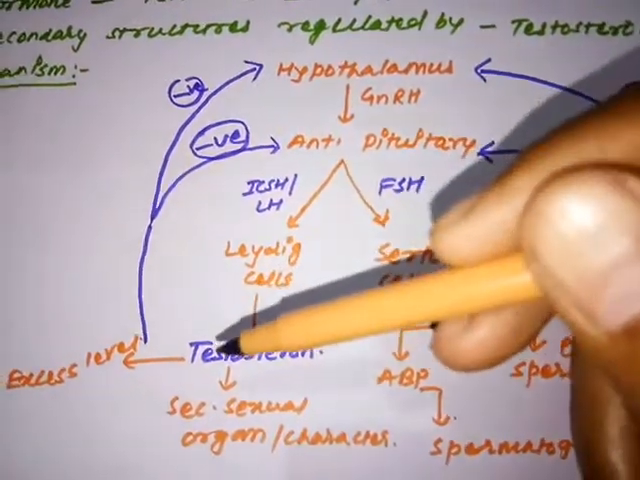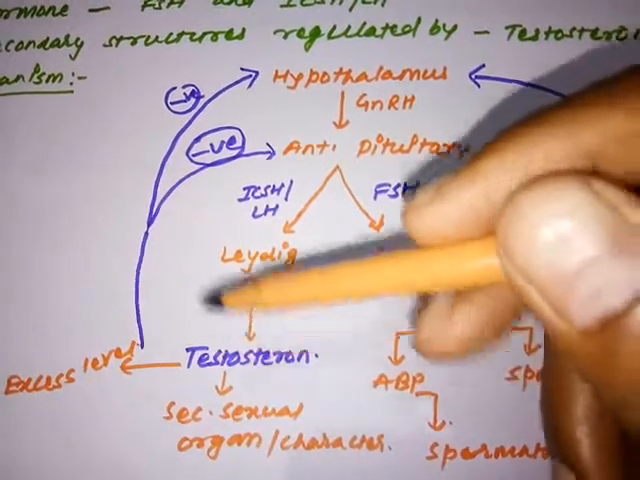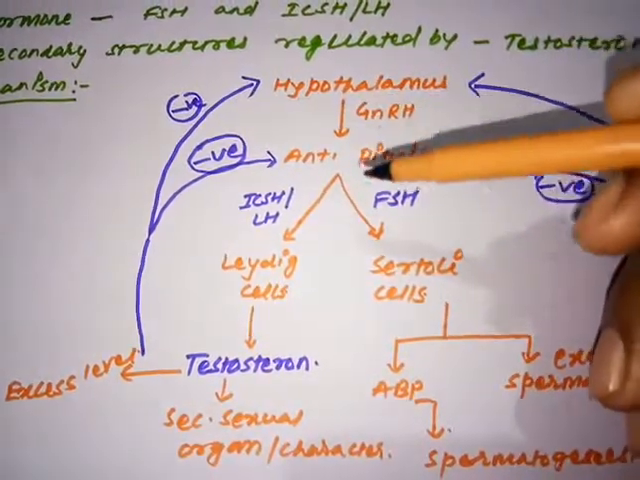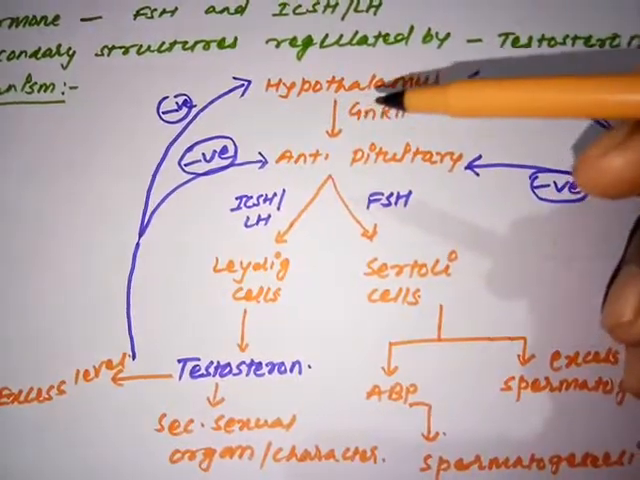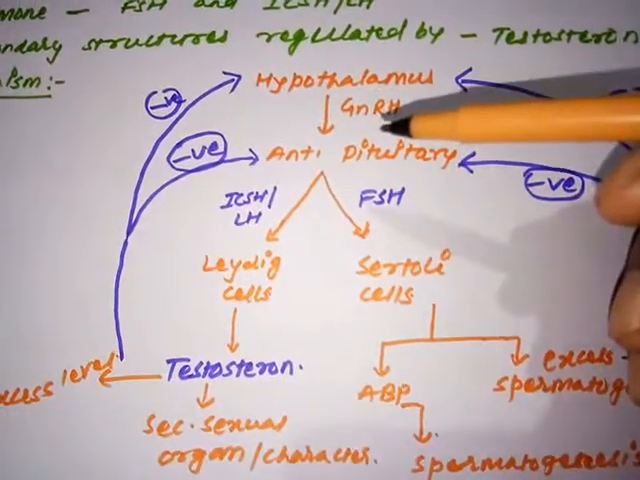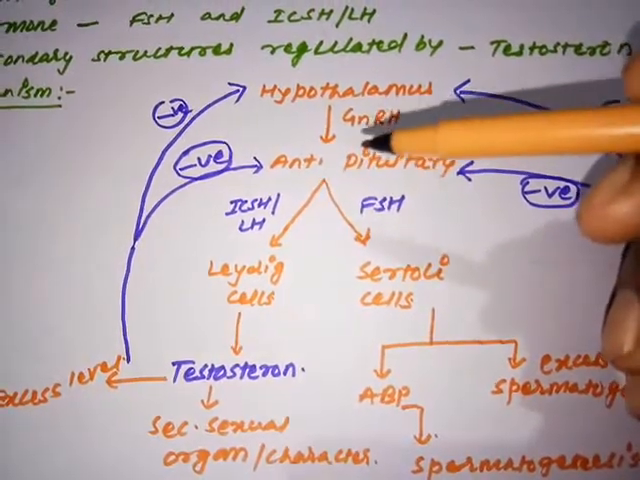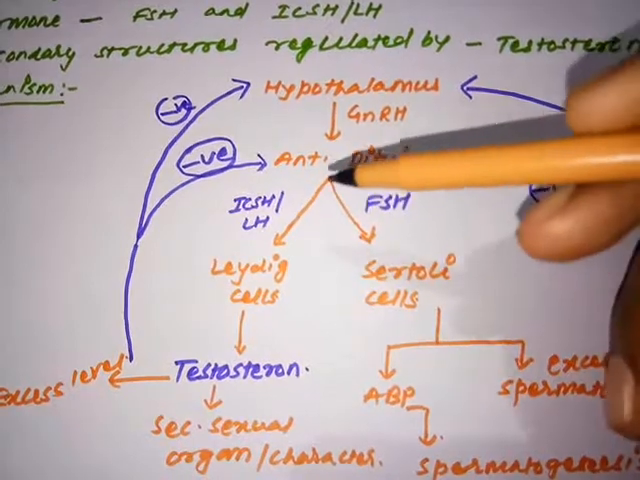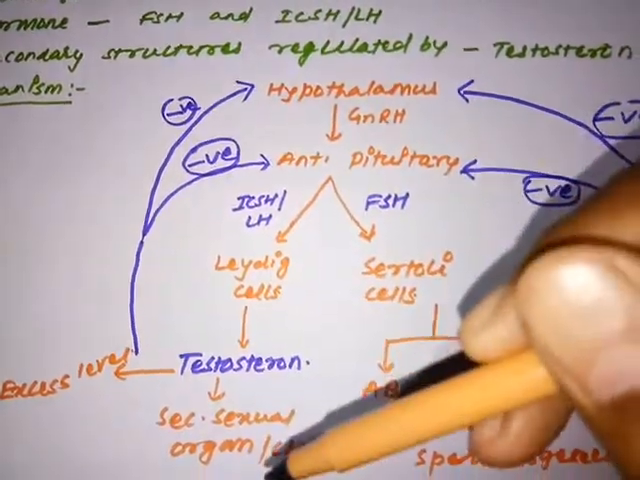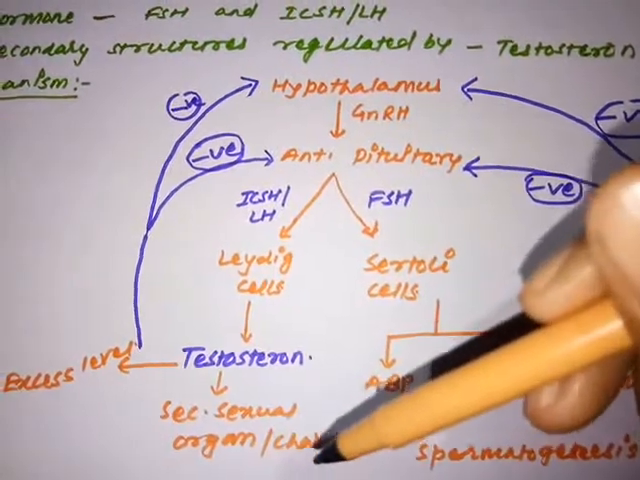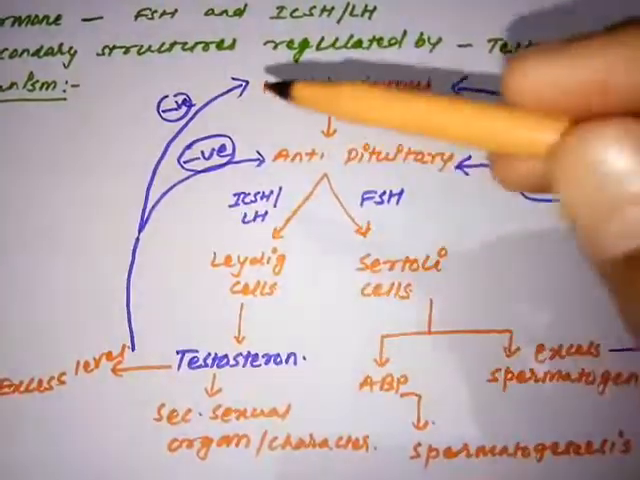Are you getting my point? When the testosterone reaches its maximum level, it hits back to the hypothalamus or the anterior pituitary. If it hits back to the hypothalamus, what will it do? It will stop the release of GnRH. If GnRH is not released, the anterior pituitary will not release ICSH. Now the Leydig cell will not release testosterone, and the development of secondary sexual organs and characters will stop. So is it clear? Here the negative feedback mechanism is there.